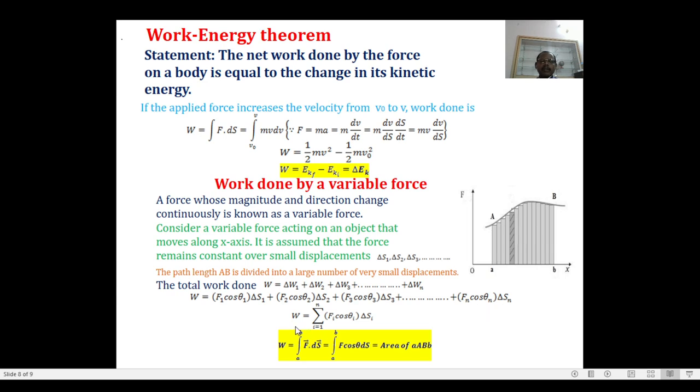Now total work done W is equal to the sum from i equals 1 to n of Fi cos theta i delta Si. This can also be written as Fs cos theta, which is the area under the curve AB. Work done by a variable force is equal to the area under the curve.